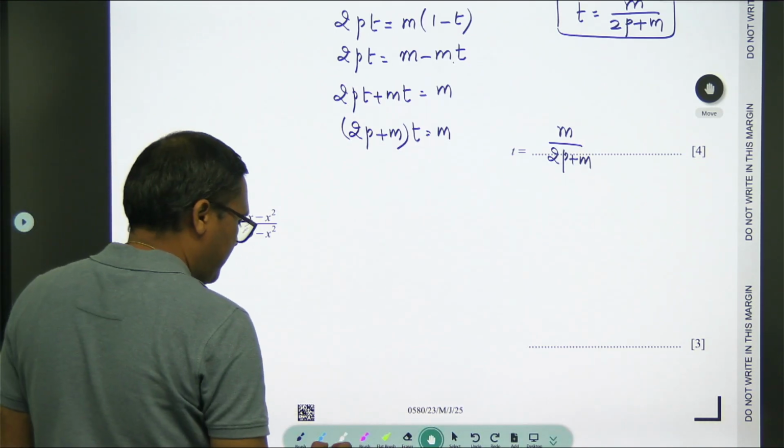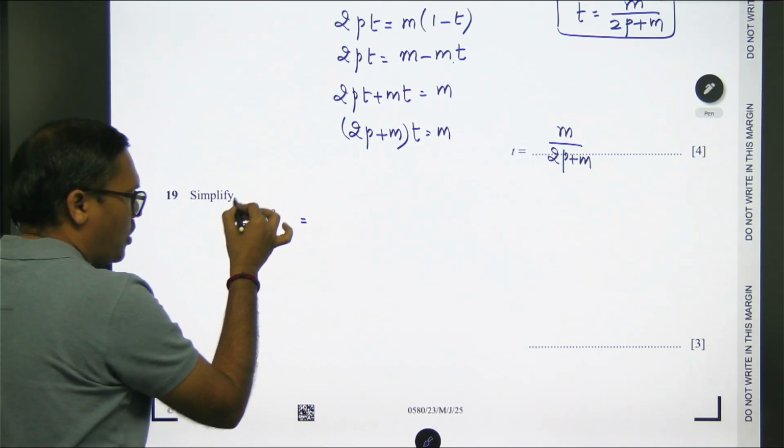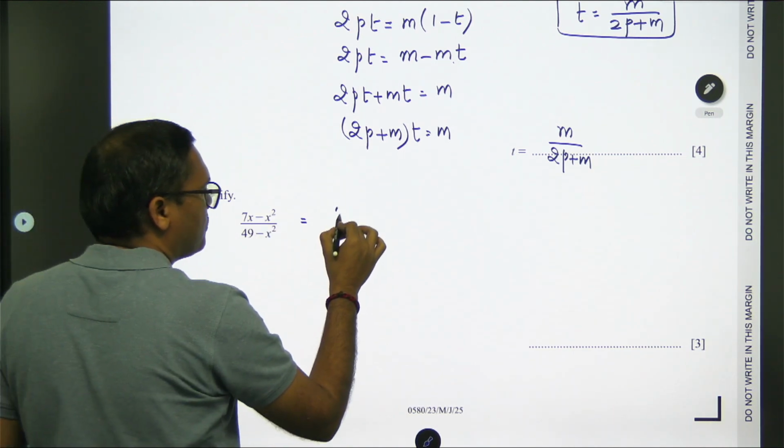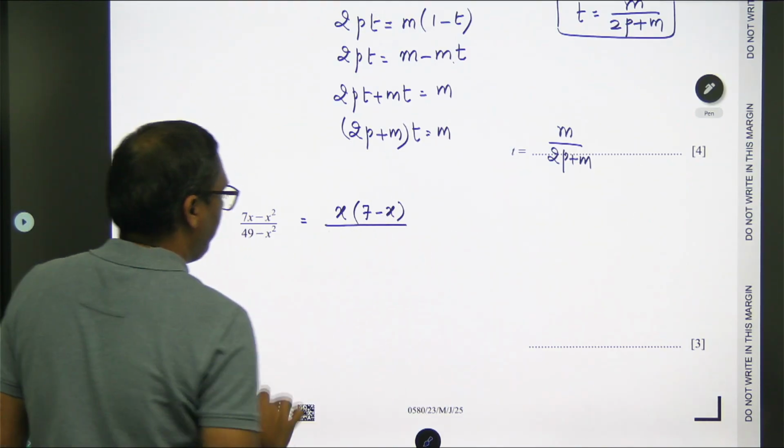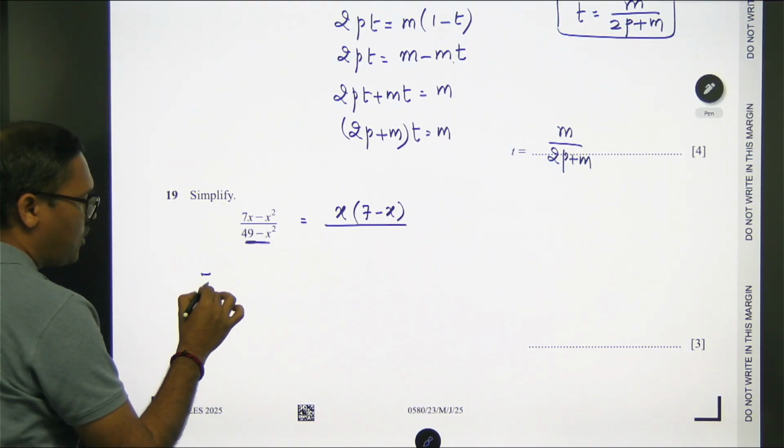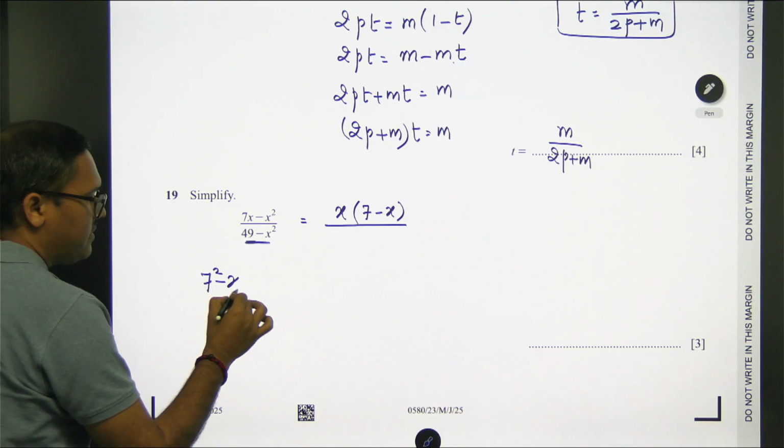So how can you factorize the numerator? You can see there is a common factor in the numerator. You can see x is common. So what is left? This is 7 minus x upon. Now how will you factorize the denominator? The denominator is 49, which is 7 square minus x square.